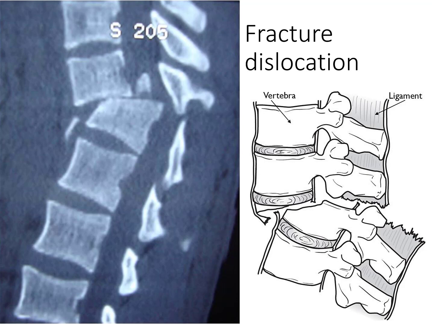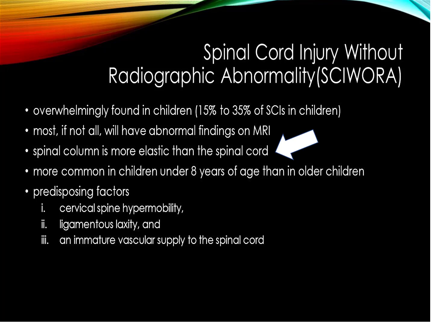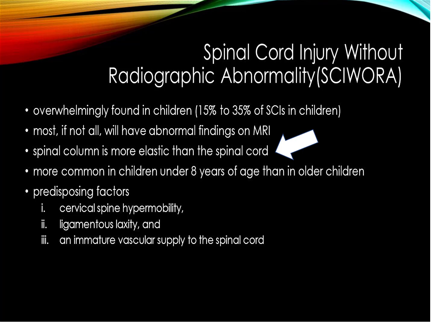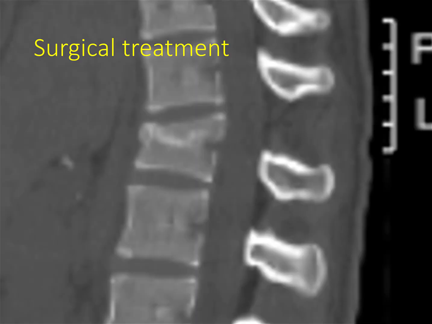And then fracture dislocations are the highest energy injury. I remember when I was a fellow in Chicago, we had many children that were paralyzed from spinal cord injury without radiographic abnormality. And I think that's dramatically decreased, I'm pretty sure, because of seatbelts. The main reason is the spinal column is more elastic than the spinal cord. So the spinal column stretches and distracts and deforms, and the spinal cord gets injured. And I think it's usually under the age of 8, the children are very pliable.